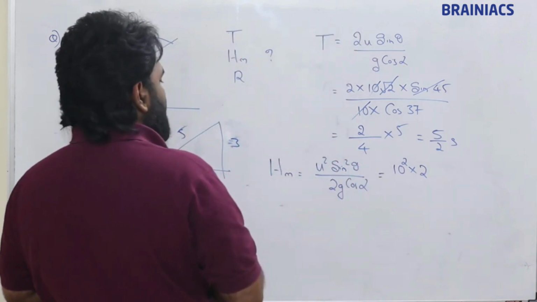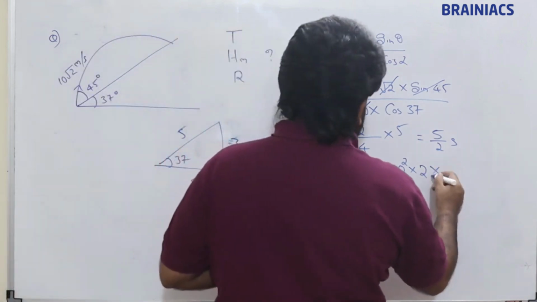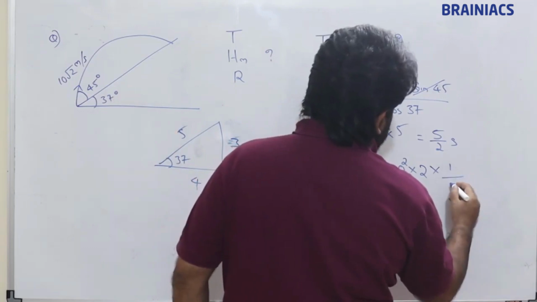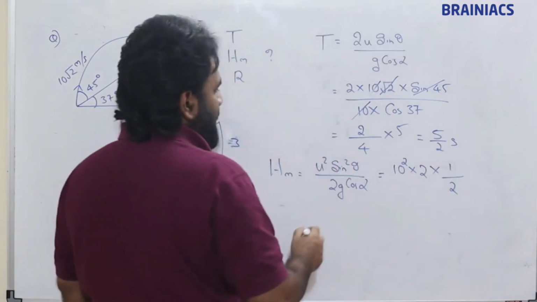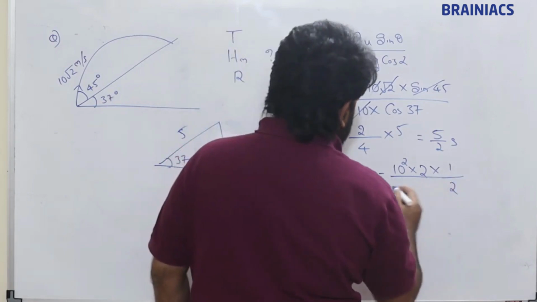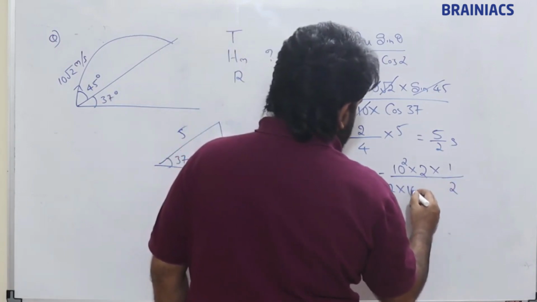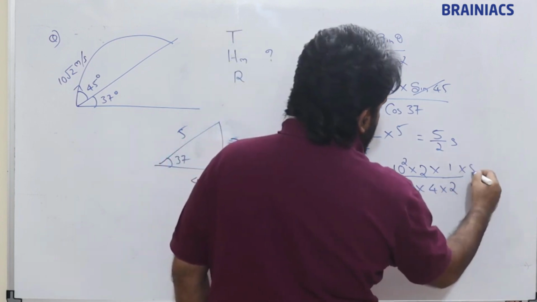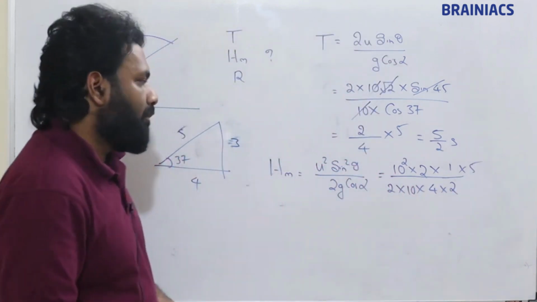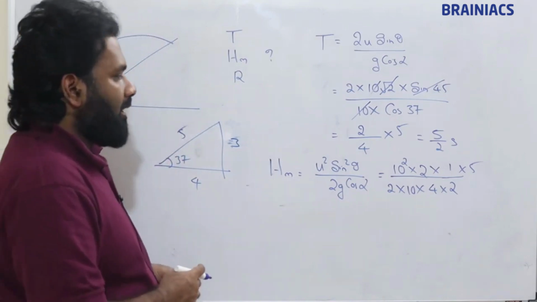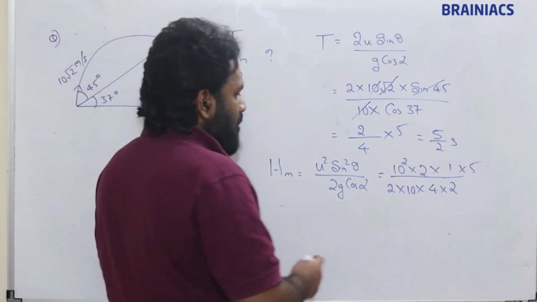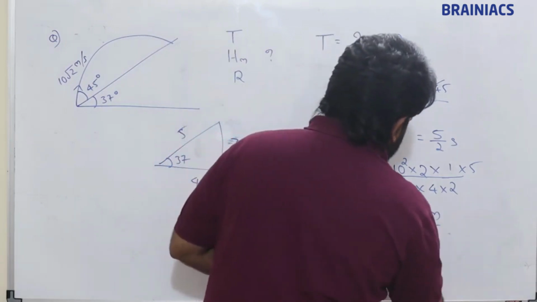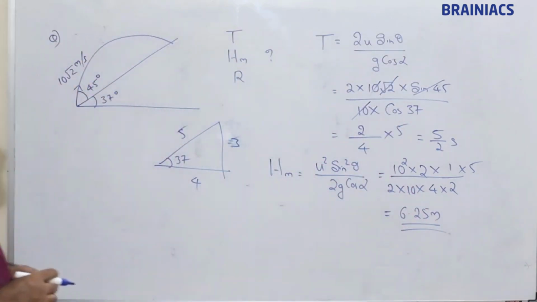10 square into 2, so that is u square. Sin square 45 is 1 by root 2 all square, so 1 by 2. Divide by, here 2 into 10 into cos alpha is again 4, and here it is going to be 5. So simplify this, we will be getting the answer. So the answer for this question is 6.25 meter. This is the maximum height.